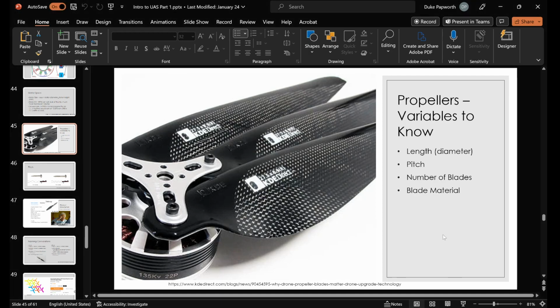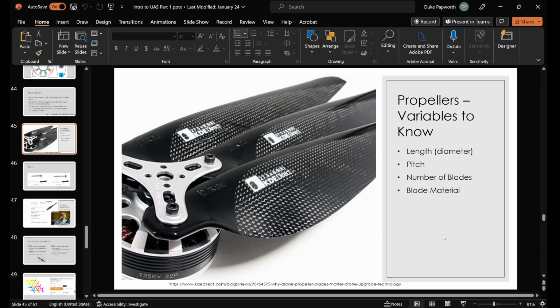There's other things you might find out depending on your manufacturer and what information they give you, but you at least want to know some of these things listed on the slide. You want to know the length or the diameter of the prop, the pitch of the prop, the number of blades, and the blade material. Those are some key things for each propeller. Here's a picture on screen of a folding propeller. You may have seen something like that on a bigger drone, perhaps.